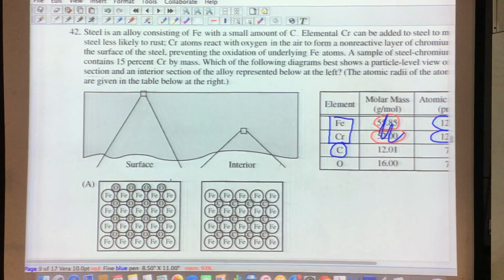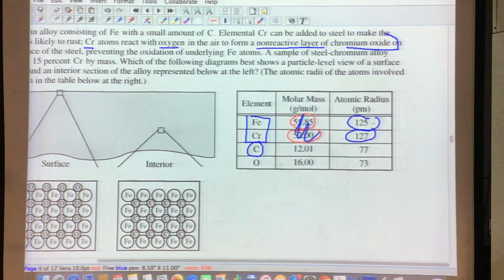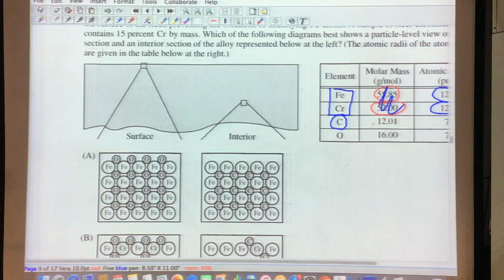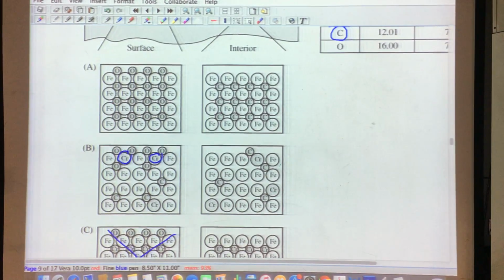The reason why it's called stainless steel is because it doesn't rust. The chromium atoms get oxidized by the oxygen and form a non-reactive layer of what? Chromium oxide. So that's the chromium metal with an oxygen. Oxide just means a salt on the top layer. And they say that this layer prevents the rusting. So the surface choice, the top layer choice, has to show chromiums and oxygen, okay?